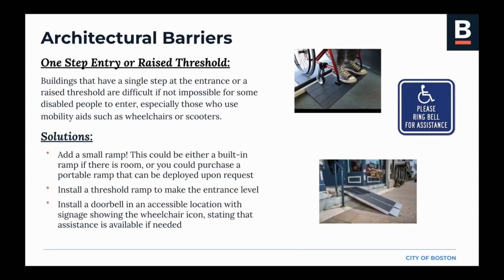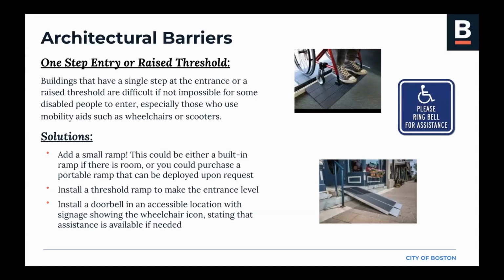Solutions could be to add a small ramp. This could be either a built-in ramp if there's room, or you could purchase a portable ramp that can be deployed upon request. Both are totally valid ways of removing that barrier. Installing a threshold ramp to make the entrance level, and then installing a doorbell in an accessible location with signage showing the wheelchair icon stating that assistance is available if needed.